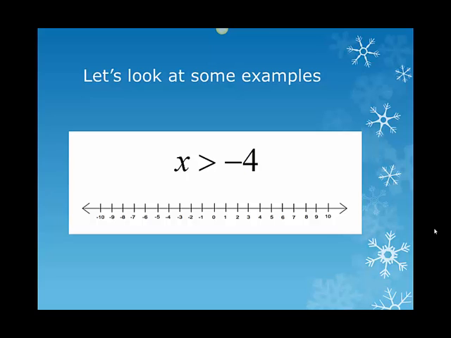Here's another one. We've got x is greater than negative 4. Once again, we have no equal to piece, so I'm going to have an open circle at negative 4. That means that negative 4 cannot be a solution, but everything right up to it can be. And everything greater than it means that I'm going to shade to the right.